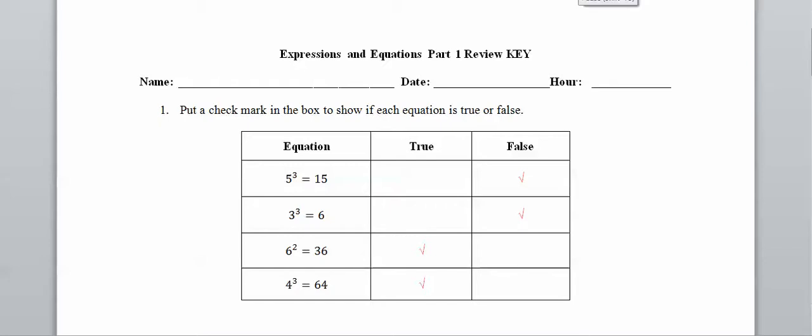Hey guys, today we're reviewing for our test for expressions and equations part 1.